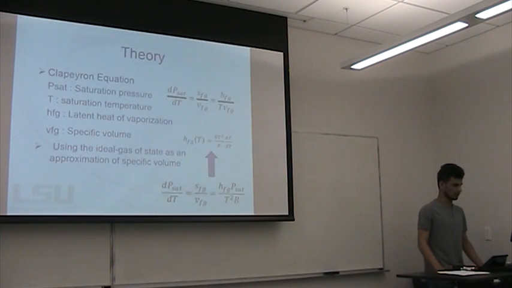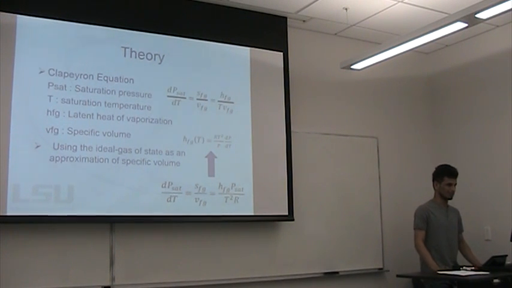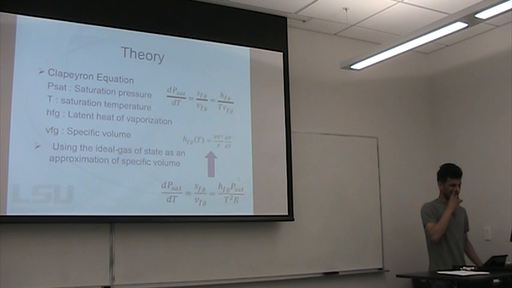And here's the actual Clausius-Clapeyron equation, which is the differential of P saturation with respect to the temperature, which is h_fg, the latent heat of vaporization, divided by the temperature multiplied by the specific volume. This is one way to get the h_fg. There's another way, using the ideal gas, which is exactly the same: the differential of P saturation with respect to the temperature is h_fg multiplied by P saturation over the temperature squared multiplied by the gas constant, R.